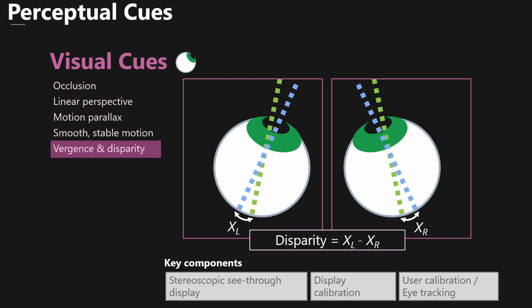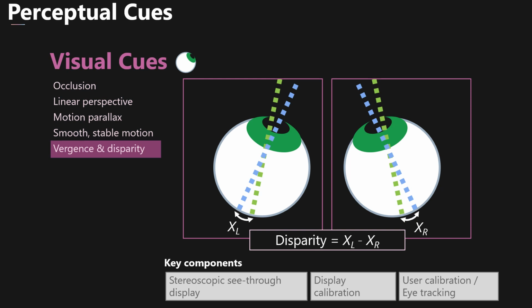We illustrated those positions as x sub l and x sub r in these diagrams, and the associated disparity is just the difference between the two. Note that the disparity can be positive or negative depending on whether the object in question is closer or farther than where the eyes are currently pointing in space.